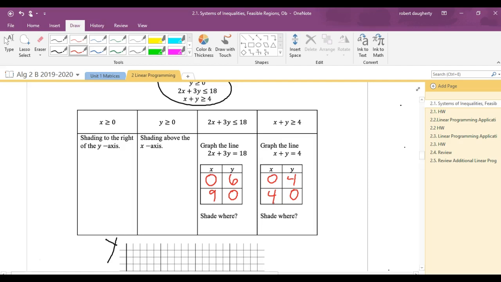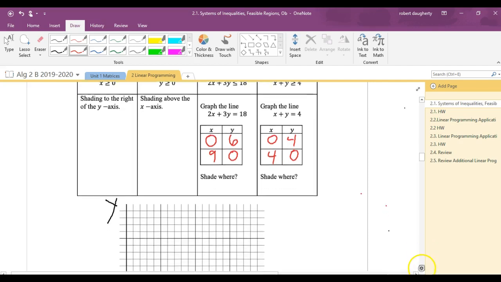So the first one I need to graph, and I shade, where am I going to shade when I graph the line? Below it, right? So I need to graph 0, 6, and 9, 0. So if I look at my x-axis, how high up do I need to go? My x-axis needs to go from 0 to 9. My y-axis needs to go from 0 to 6. So let's just make sure I've got that scaled correctly.